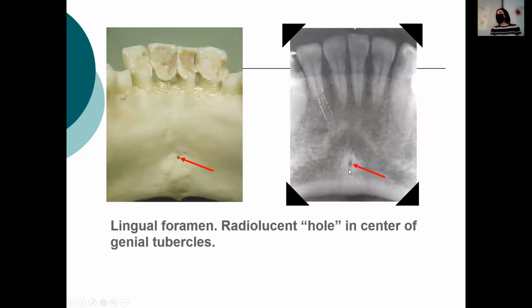So here you can see the more radiopaque genial tubercles, and then the little radiolucency for the lingual foramen. Here you can see the mental ridge fairly well, right through here and here. And then the fossa would just be through here. It's a little more radiolucent there.